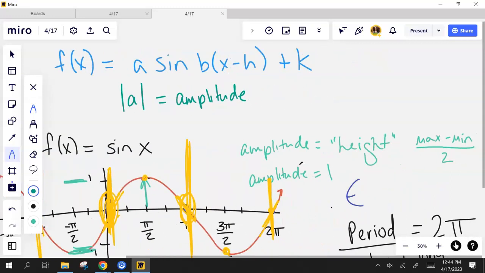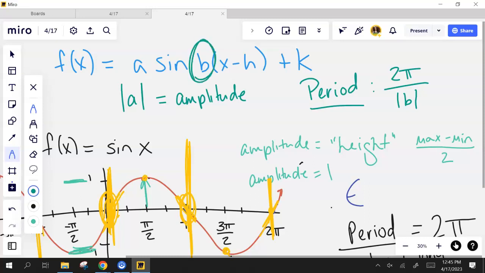My period is going to have to do with horizontal shrinks and stretches, and that's going to be my B, because that's how often it repeats itself. It starts out being 2 pi, but I'm going to divide it by the absolute value of B to find my period. Your period of your regular is 2 pi, but if I've transformed it and there's a number in front of x, 2 pi over that is going to be my period.